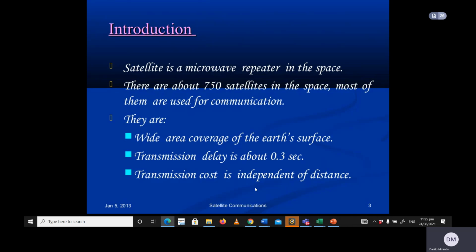Kasi may mga orbit na different types of orbit and those orbits are being maximized, especially in today's generation in which everything is on a platform. Because of this, it has a wide area coverage. That's why we have WAN. Transmission delay is only 0.3, and because of the technology, it's no longer 0.3. It's smaller than that.